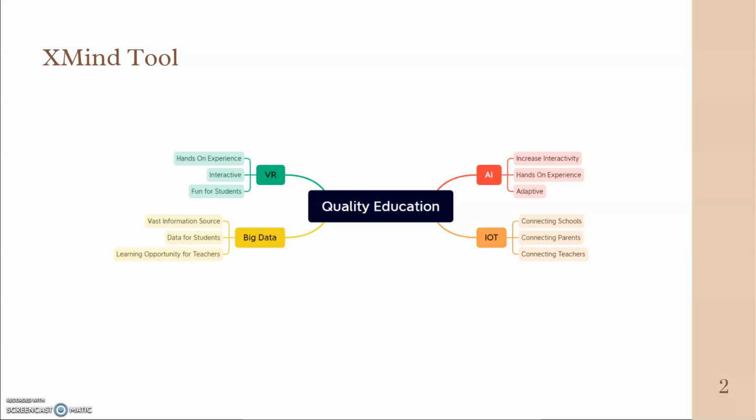So with AI and VR, they're very similar in the fact that they're both interactive and they provide hands-on experiences. But with VR, it's mainly really fun for students, it's almost like a video game kind of deal for them. That's really fun for a lot of kids. And then AI would be very adaptable and learn a student's learning approach really quickly.